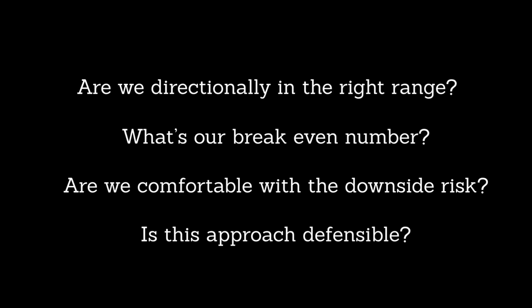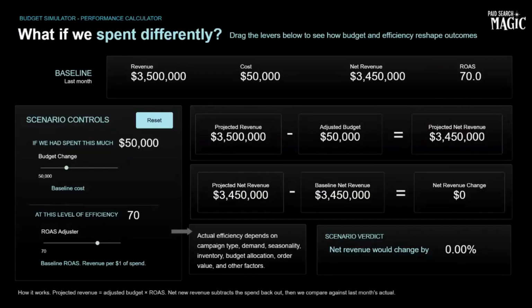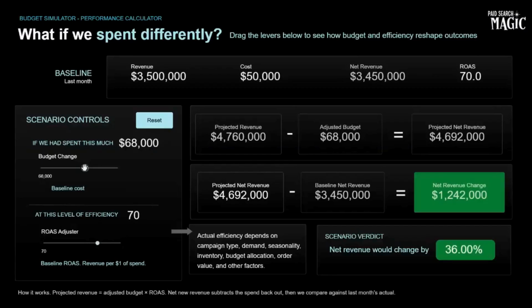So instead of trying to predict the future with false precision, we use the simulator to explore scenarios and set reasonable expectations. Here's how that looks in practice. Last month we spent 50K, and this month the client is thinking of increasing it to 80K. Now the question becomes, what happens to efficiency? Because scaling usually comes with some performance loss. You're entering new auctions, expanding targeting, and reaching less qualified users. So instead of assuming the same 70K, let's model a more conservative 60K.